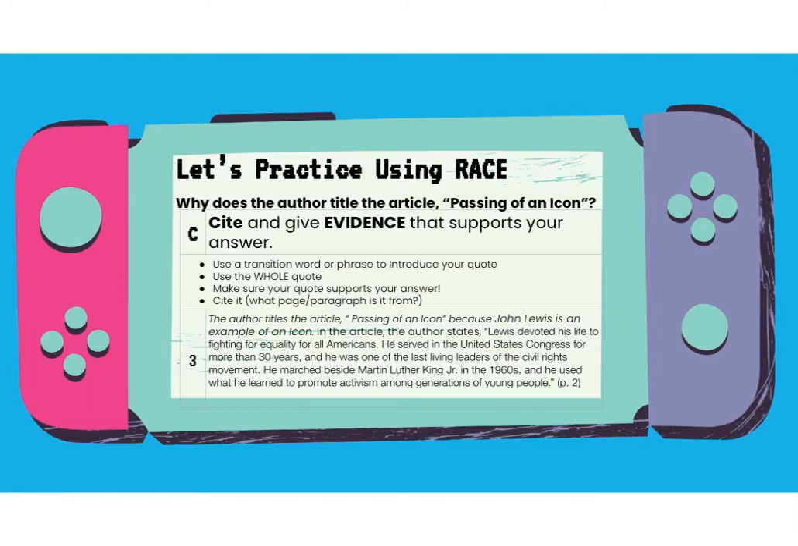Next, now we need to cite and give evidence. So cite means to give credit. This is to give credit to the person who wrote the evidence, right? So this is the actual passage from the text. So those are slightly different. So when we do that, we use a transition word or phrase, right?